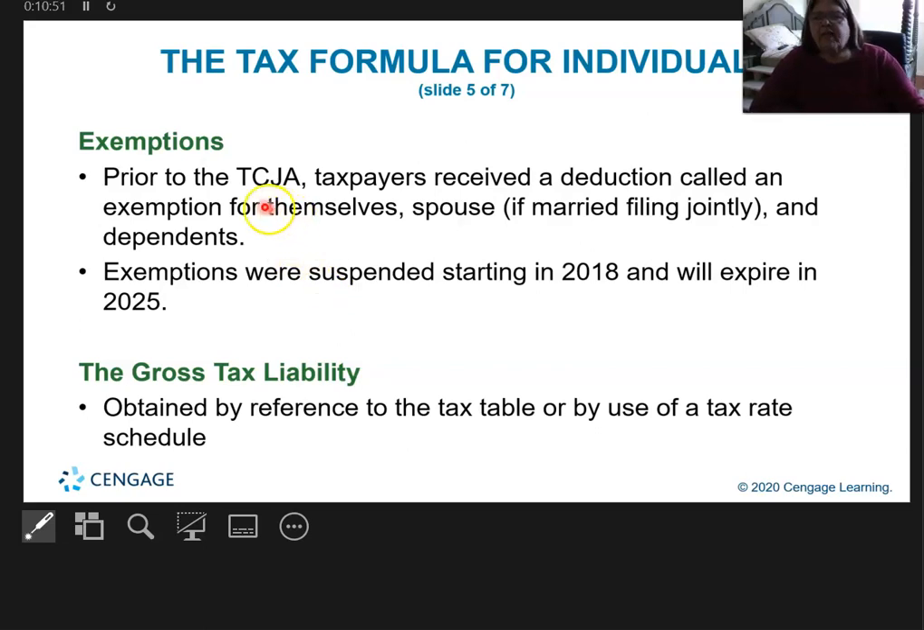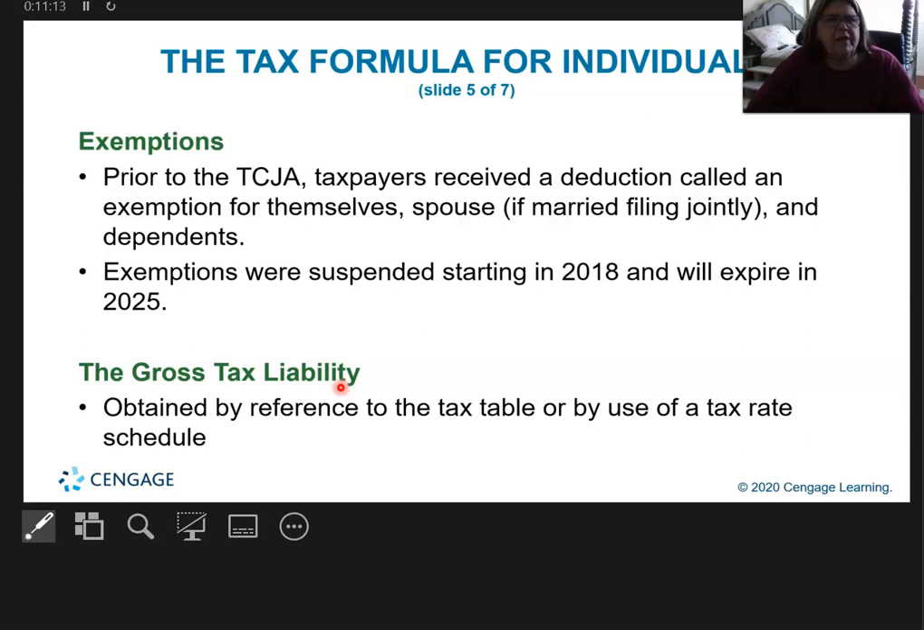Okay, before that, TCJA. Remember, I told you we're going to see about that. There was a deduction that you could take for yourself and your spouse. Those were suspended in 2018, and they're going to start back in 2025. So they were on hiatus for 7 years. So gross tax liability is how much you're actually going to owe the government.